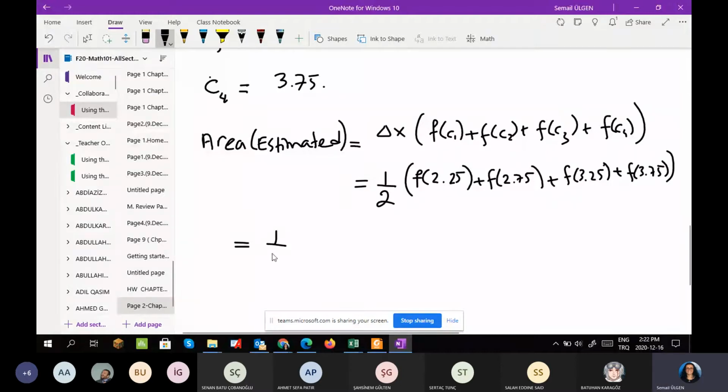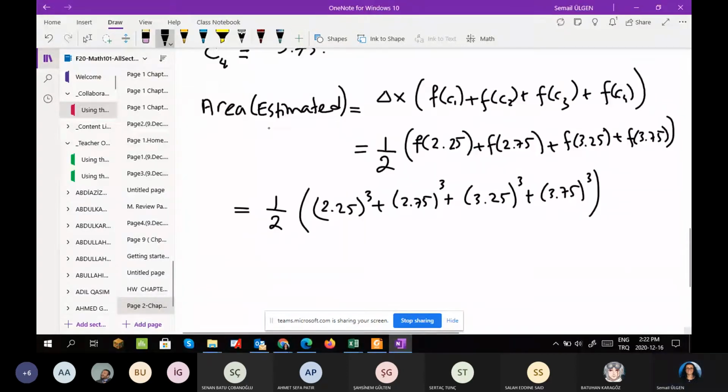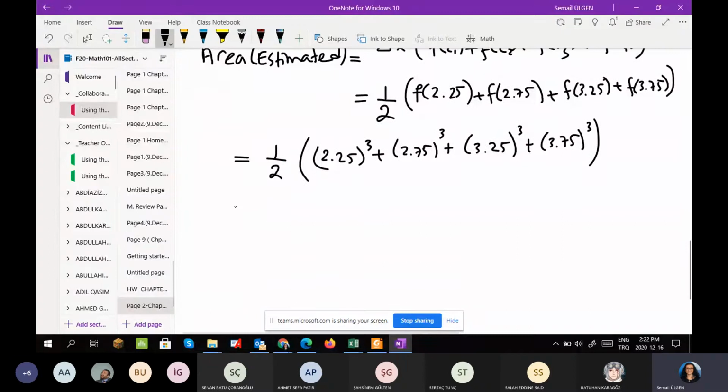But what is f? f is x cubed. So 2.25 cubed plus 2.75 cubed plus 3.25 cubed plus 3.75 cubed. Okay? So then what? So you just add them up.